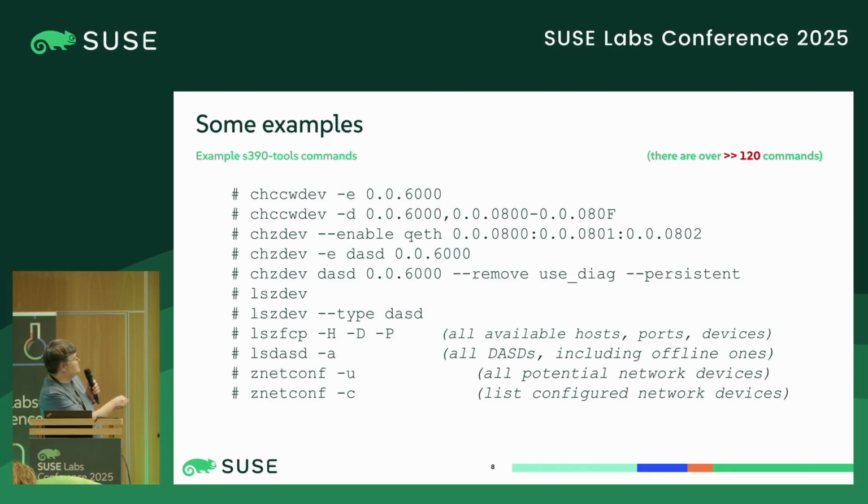For a list of all Z devices that you may have, it's lszdev. If you want to know only the devices, you can issue this command. If you want to see all SCSI devices, available hosts, ports, devices, this is the command you can specify. This command is usually used to see all devices, including offline ones, because if you do not enable the devices, you cannot see them online. So you need this command to see all devices that you have. This shows all network devices that you can configure, and these are the configured ones.